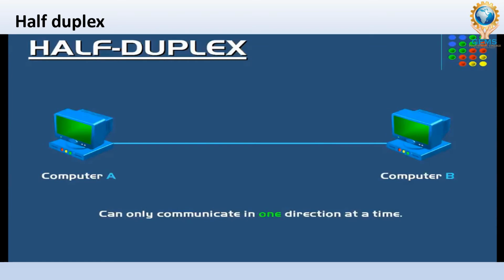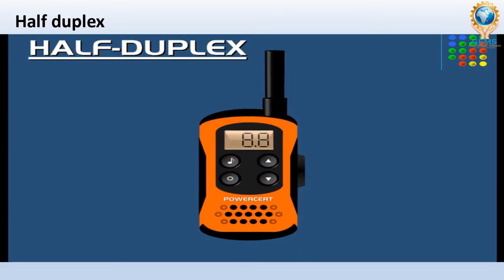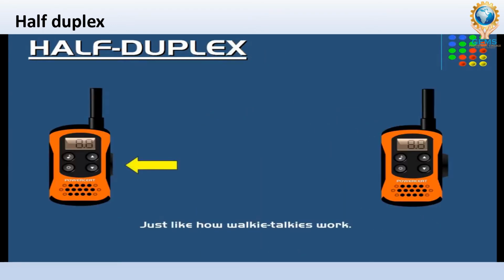We can take the example of a walkie-talkie. When we use a walkie-talkie, we press the button and it sends the data, and when we release it, it receives the data. It receives the voice. Like that only, half duplex works. It communicates in only one direction at a time. That is the example of half duplex.